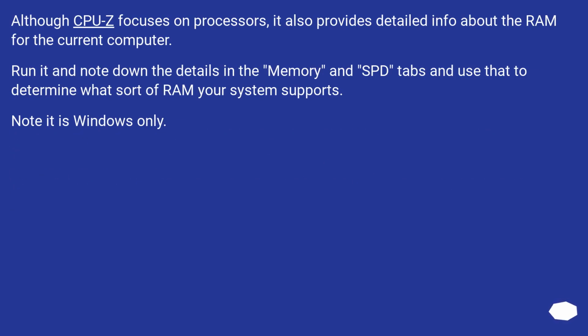Although CPU-Z focuses on processors, it also provides detailed info about the RAM for the current computer. Run it and note down the details in the Memory and SPD tabs and use that to determine what sort of RAM your system supports. Note it is Windows only.